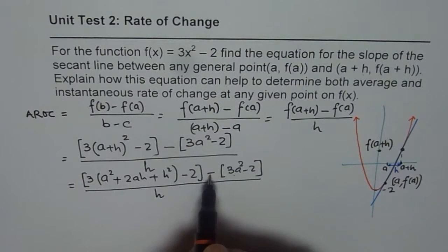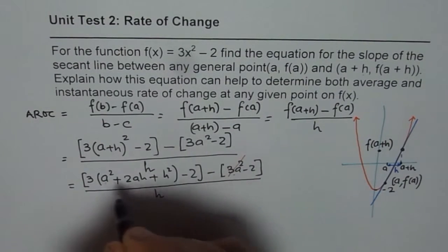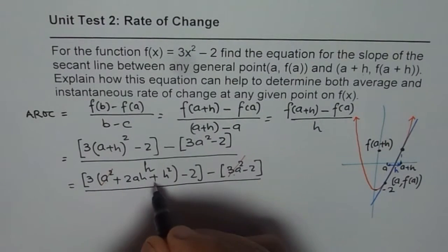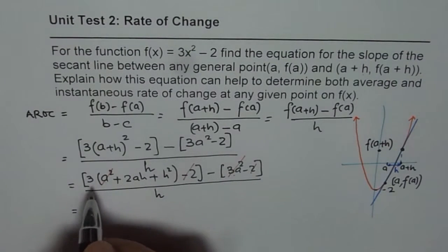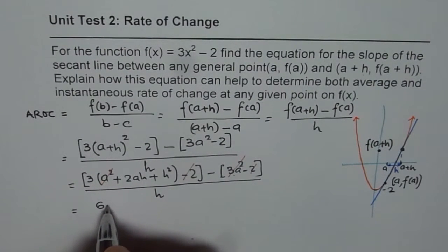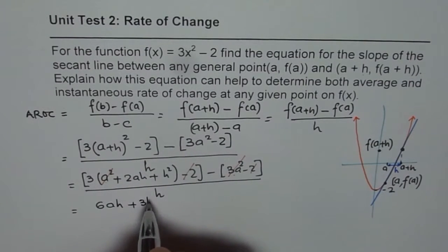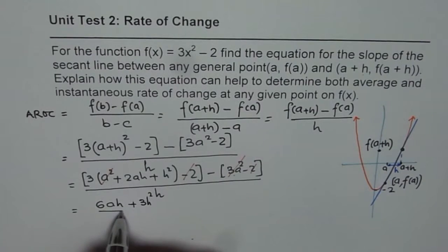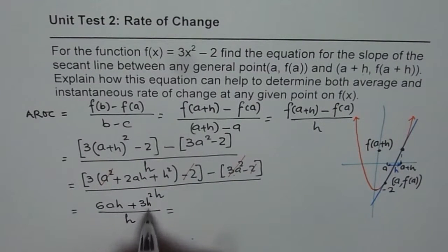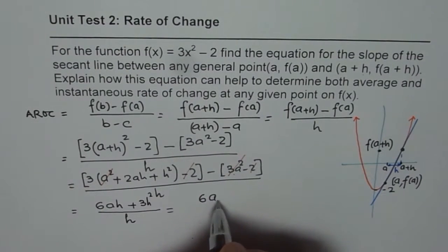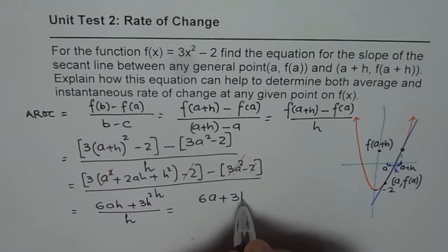So 3a square minus 3a square will be 0. So I can cancel it, right? Minus 2 and minus 2 cancels, right? So now I can simplify this and write it as 3 times 2, which is 6ah plus 3h square divided by h. Now dividing by h, it is a common factor here. What do we get? We get 6a plus 3h.